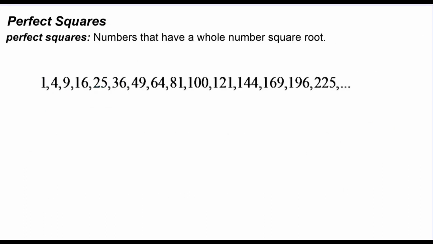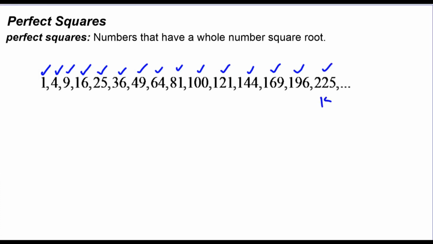So it's nice to know our perfect squares, and a perfect square is a number that has a whole number square root. If you take 1 and square it, you get 1. 1 squared is 1. 2 squared is 4. 3 squared is 9. 4 squared is 16. 5 squared is 25, and so on down the line. These numbers would be important to have memorized, and these go all the way to 15.